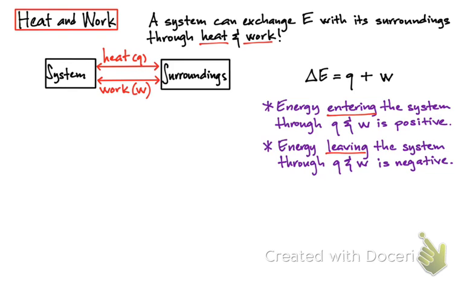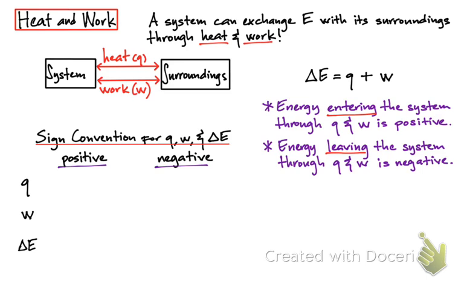It's important to indicate the sign of energy, positive or negative. If energy is going into the system, whether it's through heat or work, we give it a positive sign. And if the energy is given off by the system, we give it a negative sign. Think of it like energy is being added if it's entering the system, or subtracted if it's leaving the system.